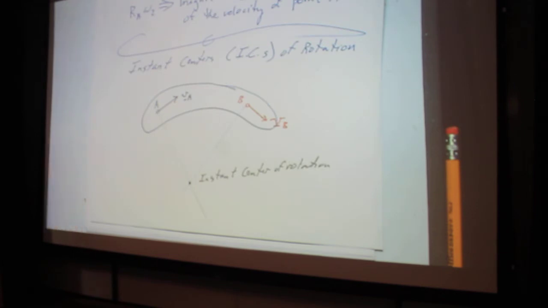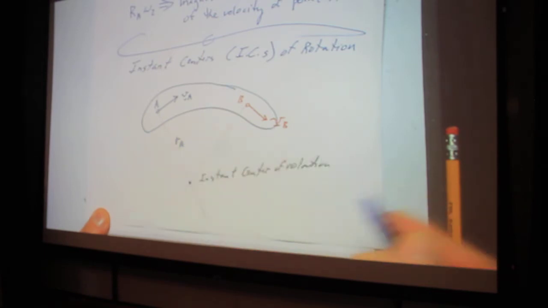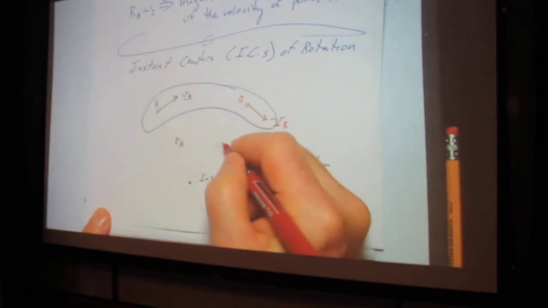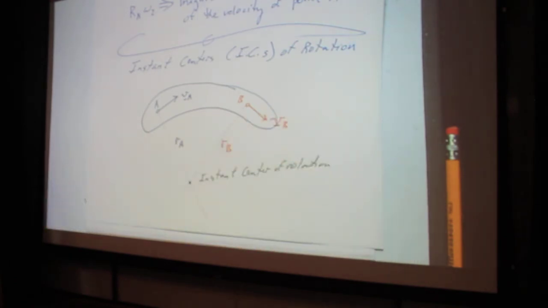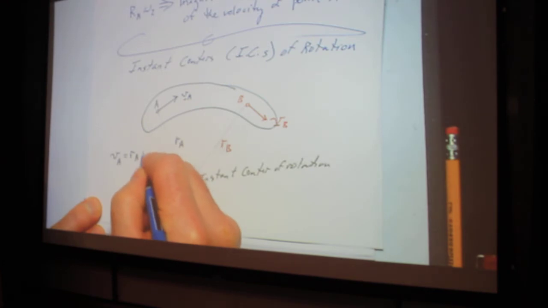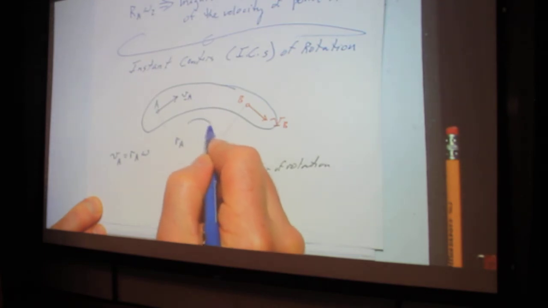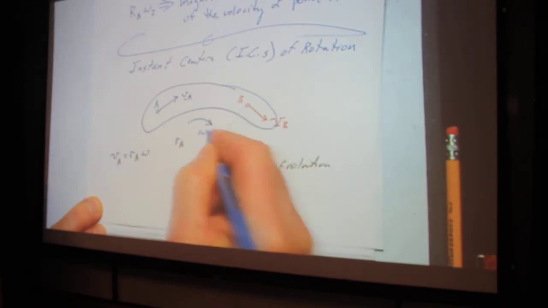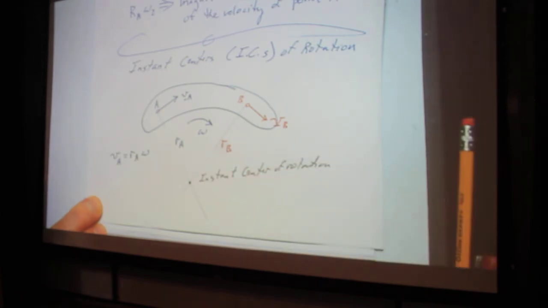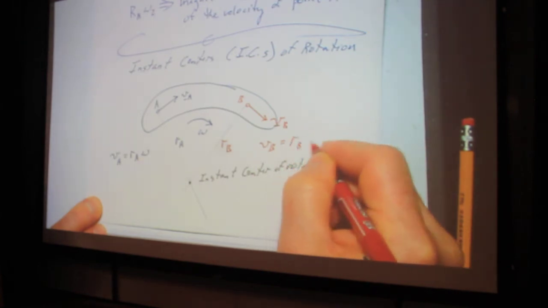So we could actually look at this, and we could measure this vector up to here, which is RA, that distance, and we know that this one here would be RB. And I can say the magnitude of velocity of A is equal to RA times omega. And so therefore, omega, in this case here, is moving like this. So here's your omega. And your velocity of B equals RB times omega. All right?